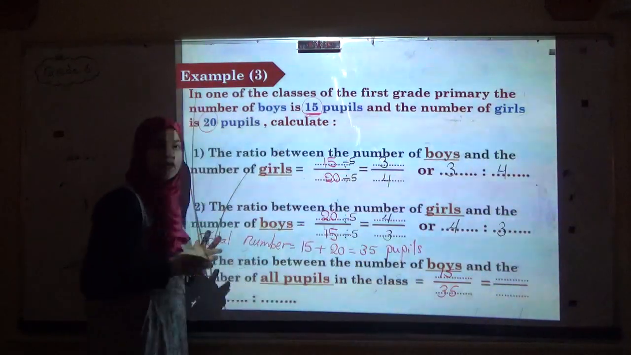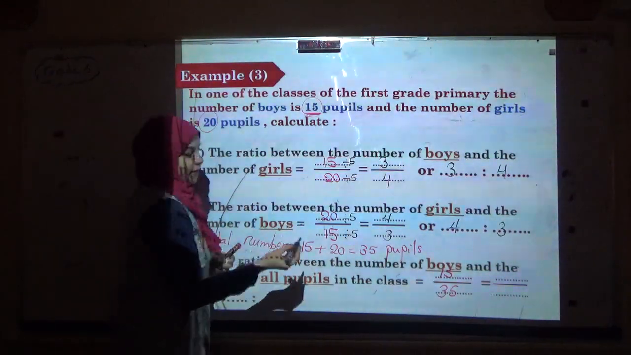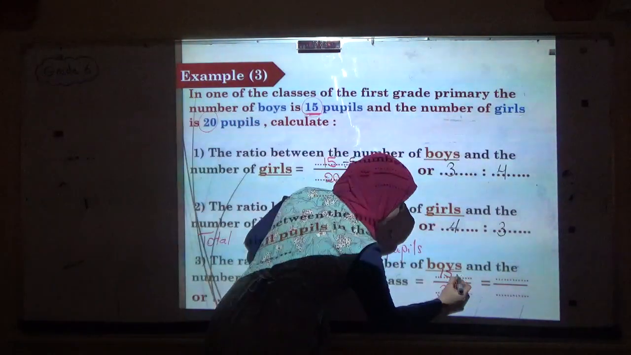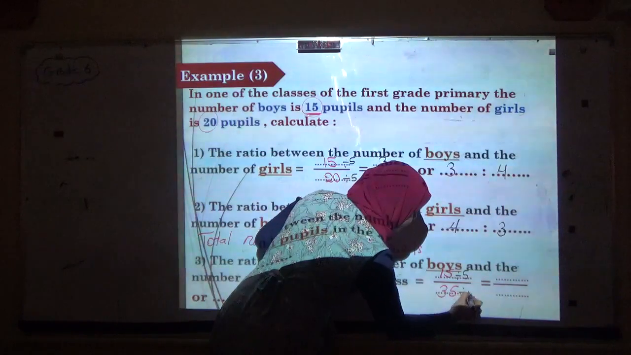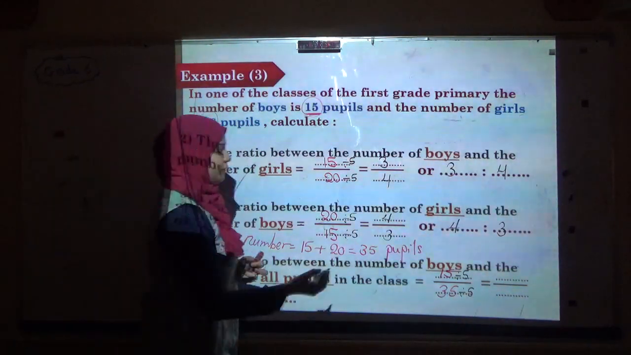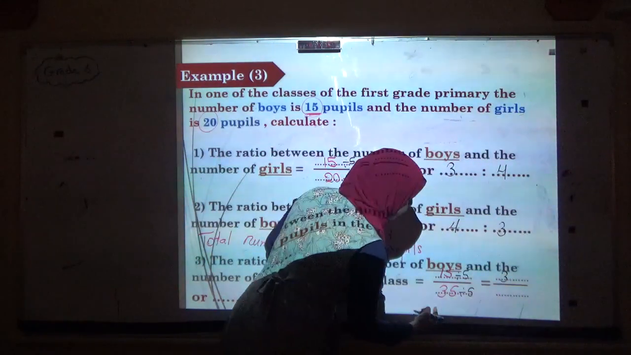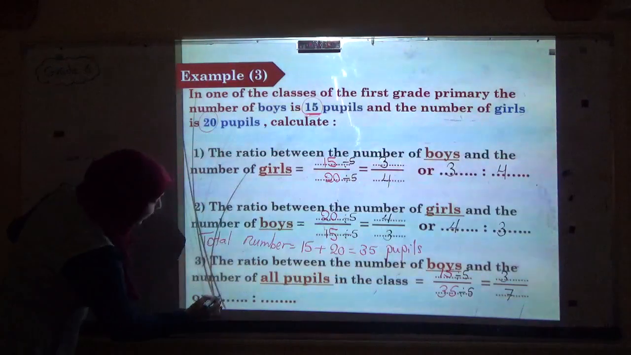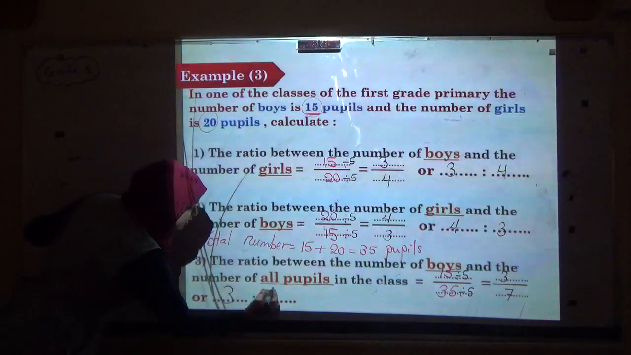And don't forget to simplify this ratio by dividing the two terms by the highest common factor, which is 5, because the highest common factor between 15 and 35 is 5. 15 divided by 5 equals 3. 35 divided by 5 equals 7. Or we can write this ratio as 3 to 7.